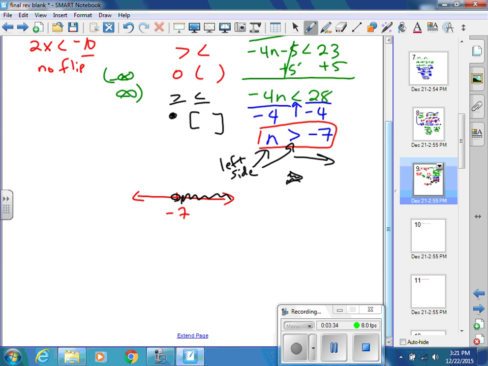Now, for interval notation, this is why the graph helps. It starts at negative 7. Where does it stop? At positive infinity. So it goes from negative 7 to infinity. Because it doesn't have the equal to, both are open parentheses. So this is the interval notation part, and this is my answer.